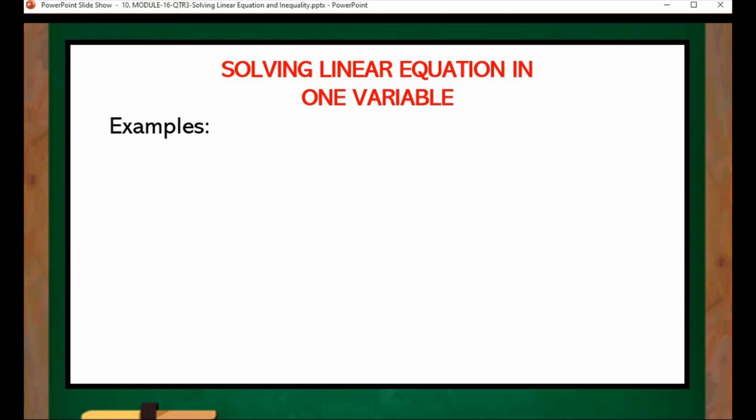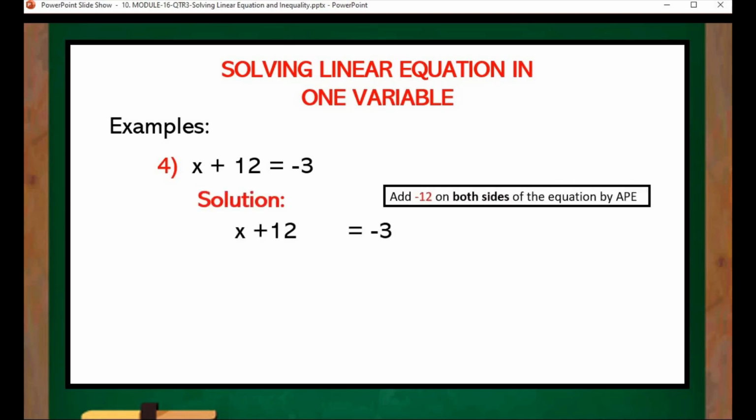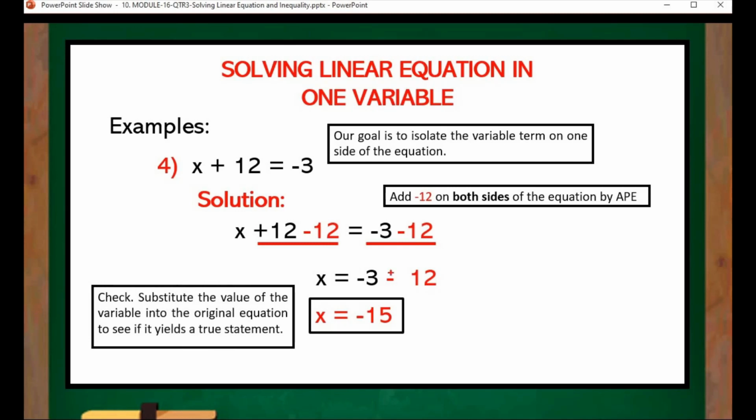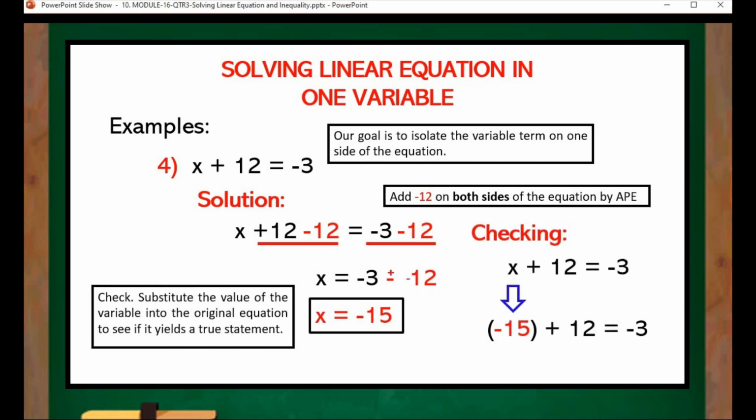Okay, for example, this one. X plus 12 is equal to negative 3. Okay, ganun ulit. Positive 12 siya. So, magiging negative 12 ang i-add natin on both sides so that this will become 0. So, x na lang natira. And this is the same sign. So, same sign, add, keep the sign, negative 15. So, that's the solution here. Let's try to check. So, that will become negative 15 plus 12, and that is negative 3. Okay?